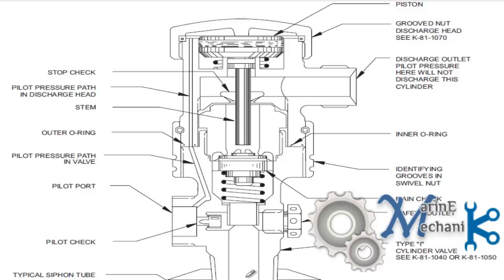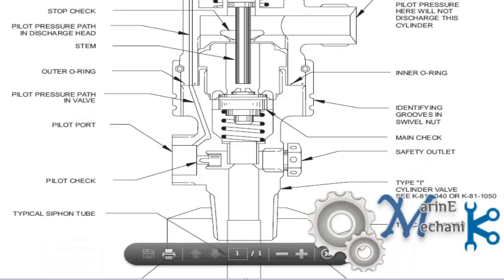This is the siphon tube. Let's say this is the CO2 bottle, and it is long enough. The siphon tube goes right to the bottom of the CO2 bottle and comes up to the cylinder head valve. So the CO2 when released will come through this pipe, and when this valve is opened, it will go through this.